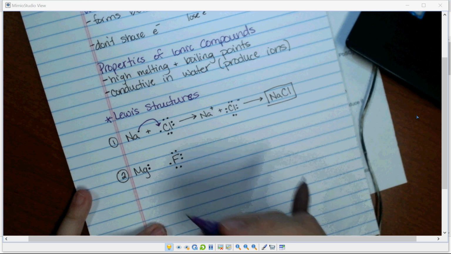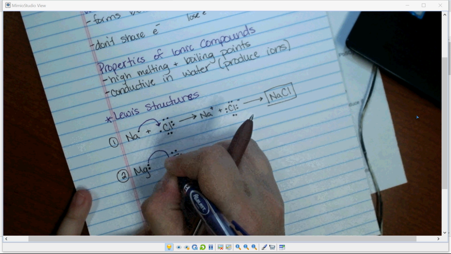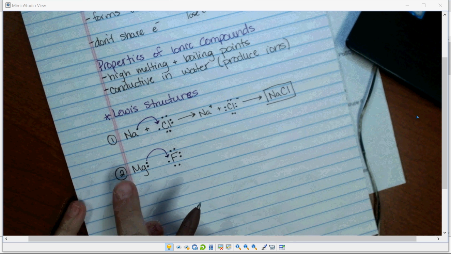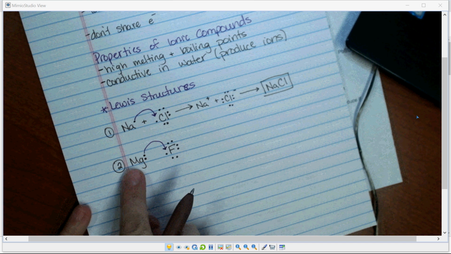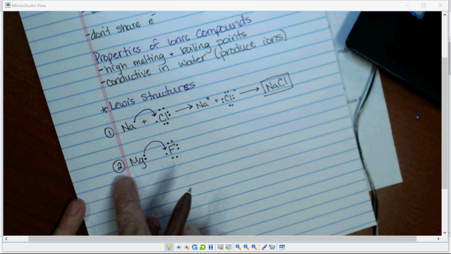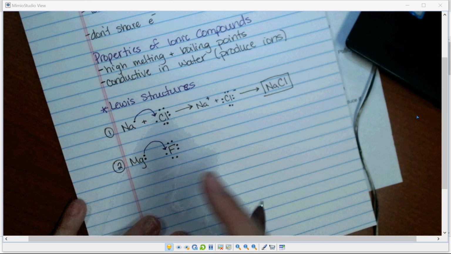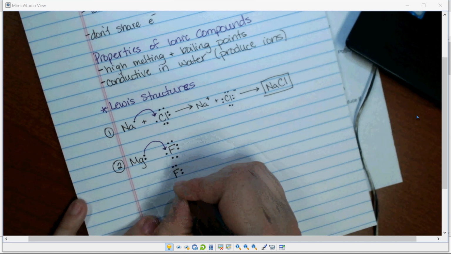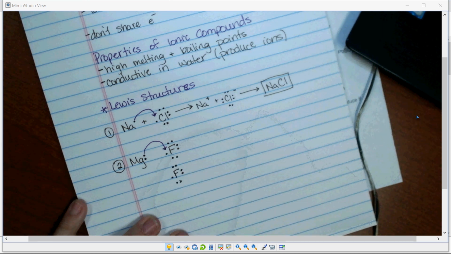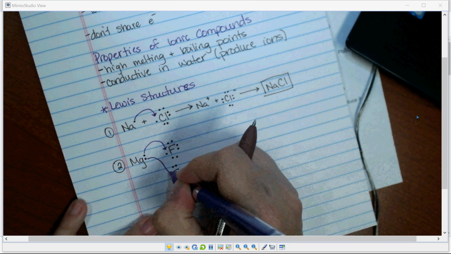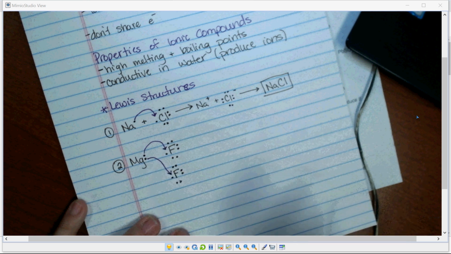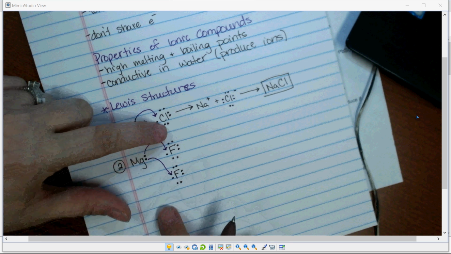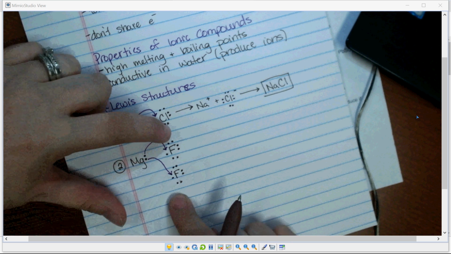So if magnesium gives this fluorine 1 of its electrons, that fluorine atom is now satisfied, but magnesium hasn't quite satisfied its desire to give away 2 electrons. So if we bring in another fluorine atom, it can accept that second electron, and now magnesium has successfully given away 2 electrons. These 2 fluorines are happy because they now both have 8.